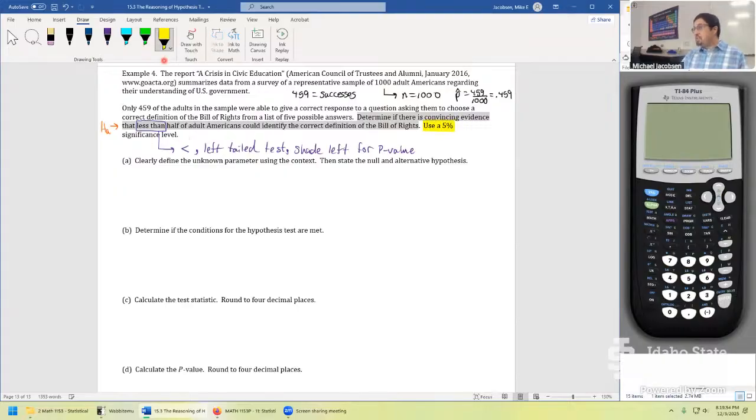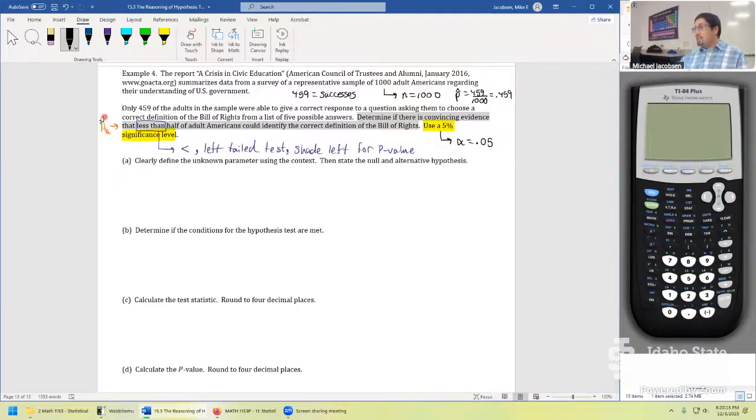Other part is they told us this is at a 5% significance level. In symbols, this means alpha equals 0.05. We'll compare the p-value against this. We want our p-value to be smaller than 0.05. And if it is, we'll have evidence that the alternative hypothesis is true.